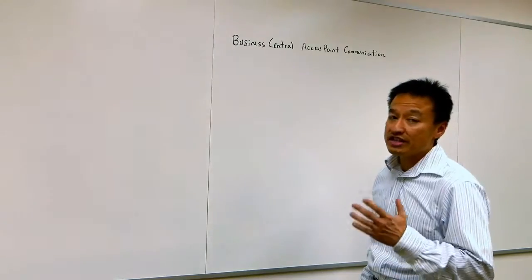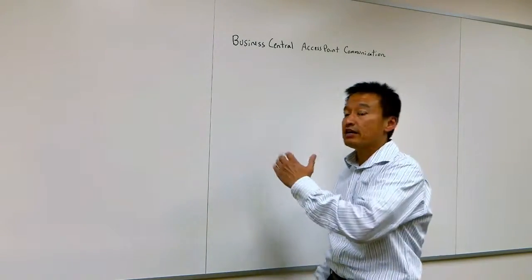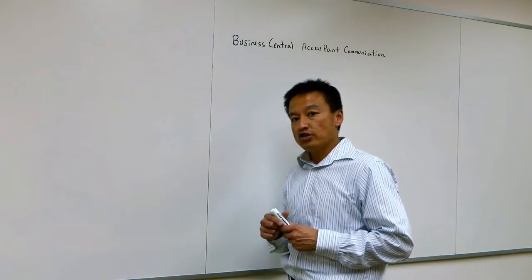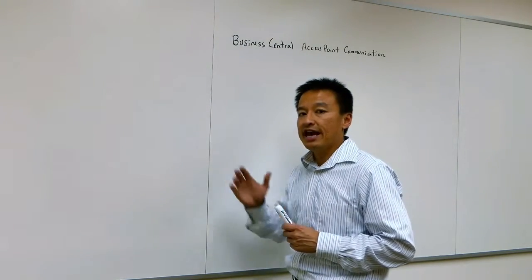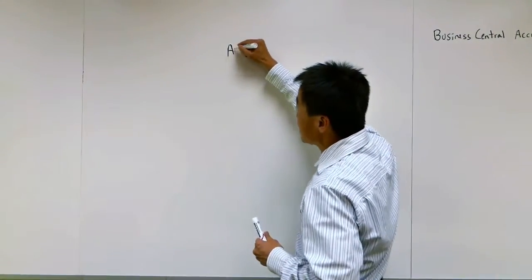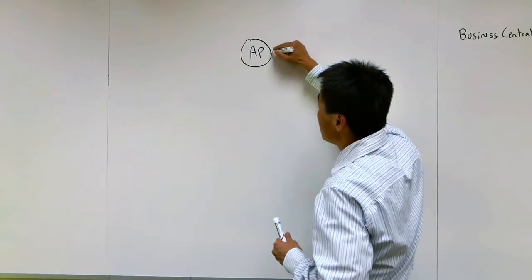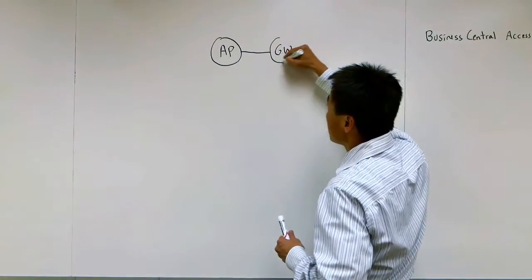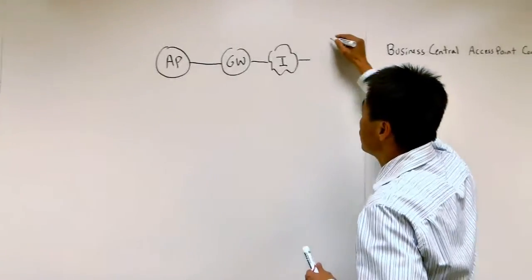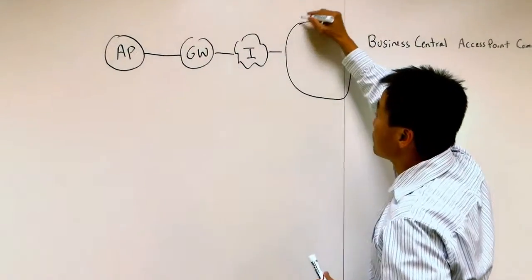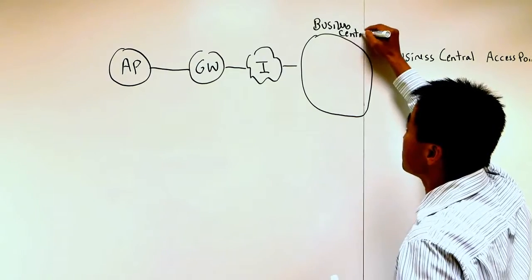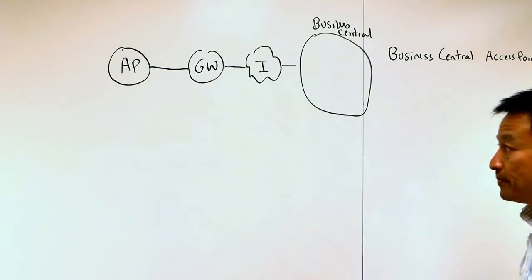Today I would like to talk about a commonly asked question: how does the access point communicate with Business Central? I'm going to draw you an illustration and take you through the steps. Let's say you have an access point deployed behind a gateway, and the gateway talks through the internet to Business Central. I'll draw a big box here for Business Central, which is hosted, as we indicated before, at Amazon.